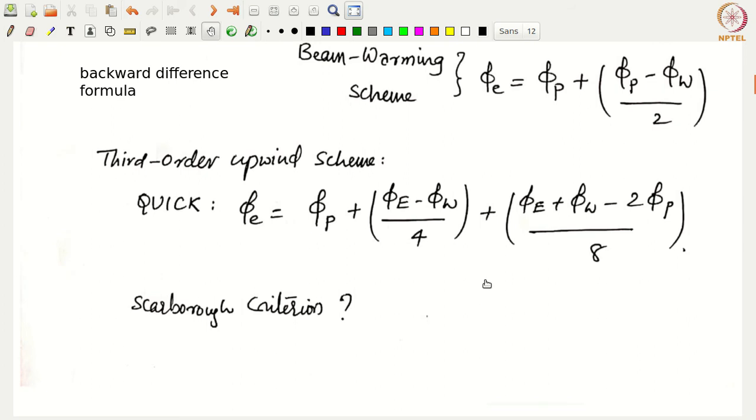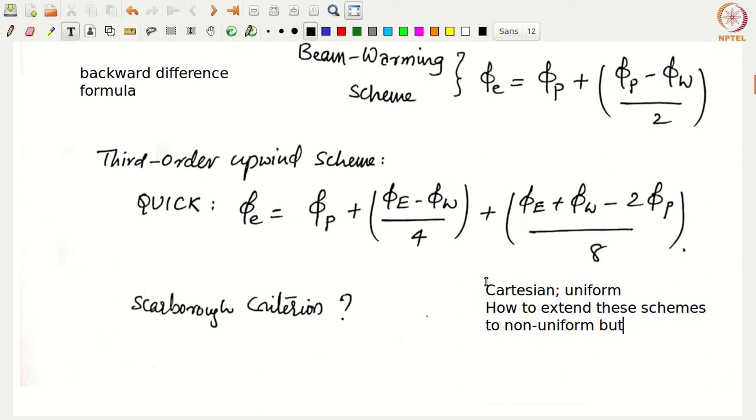Of course, in doing all this, we have assumed that we are working not only with a Cartesian mesh, but the mesh is also uniform. So it is probably a good idea for you to ponder how to extend these schemes to non-uniform but, let's say, still Cartesian meshes. That is something I want you to think about and see what changes you have to make and things like that. All right, now we looked at all these schemes, but do all these schemes look okay, or are there any issues that you see right away?